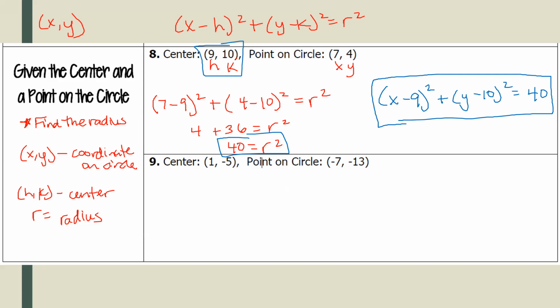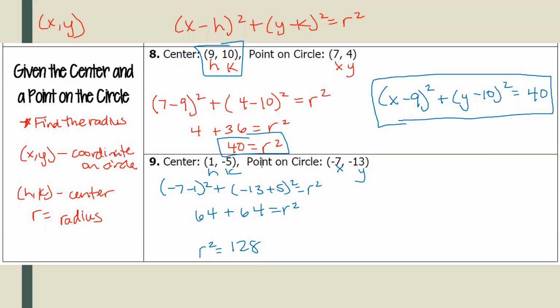Okay, so in number 9, I would like you to find R squared. Start with that, and then we will go ahead and write the equation. But find R squared. What is R squared for number 9? Try that now. Okay, so you should have gotten R squared equals 128 by plugging in your H, K and your X, Y.